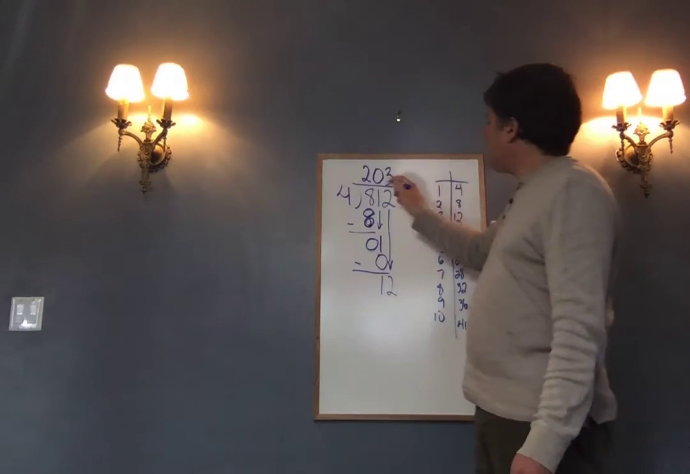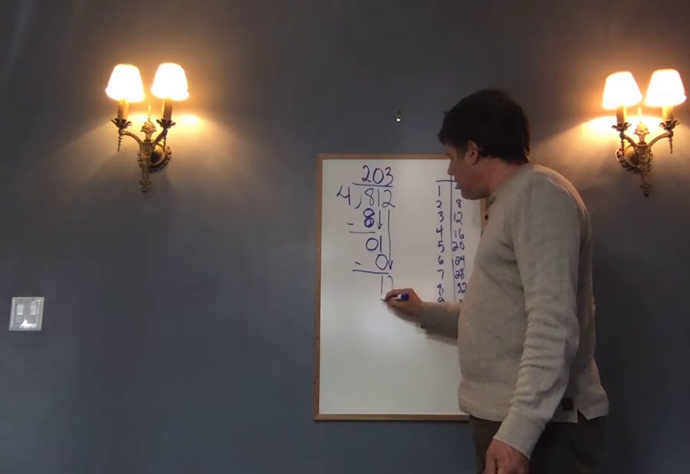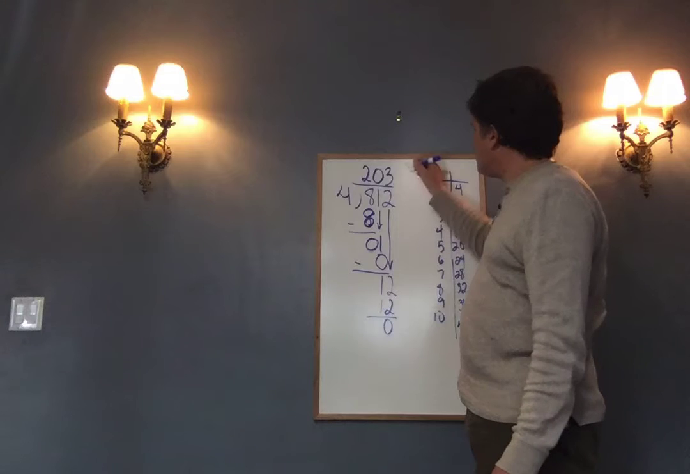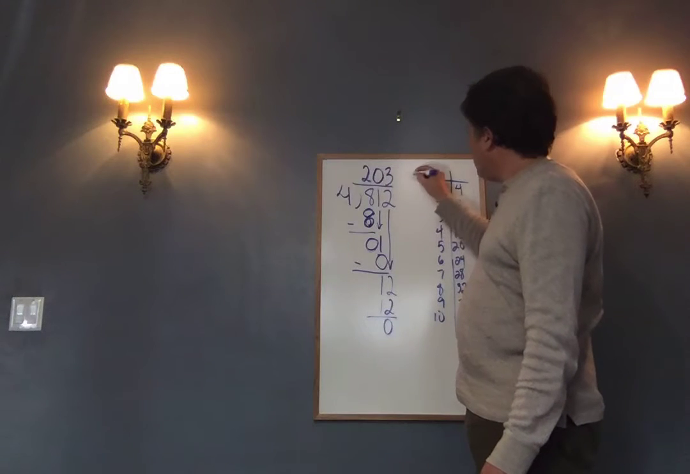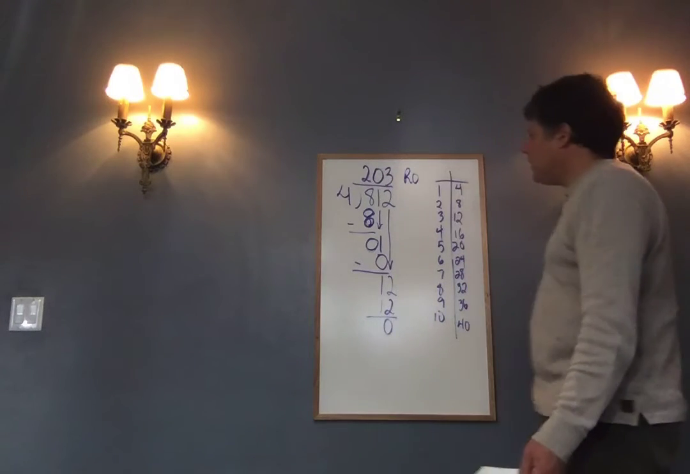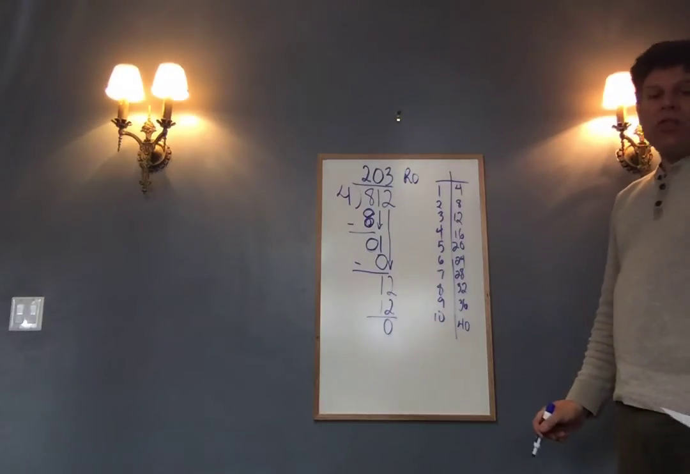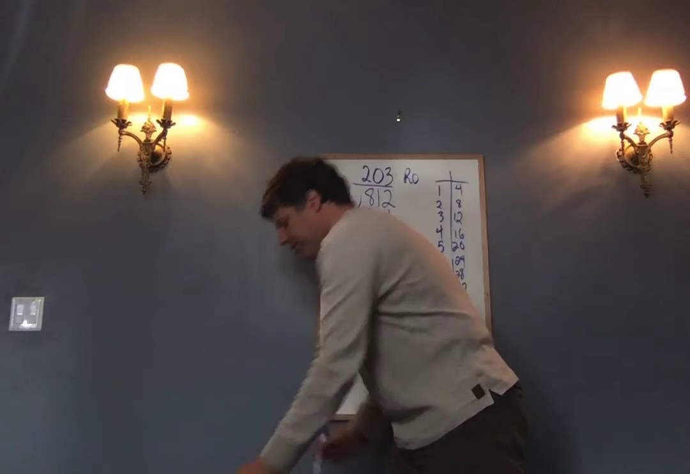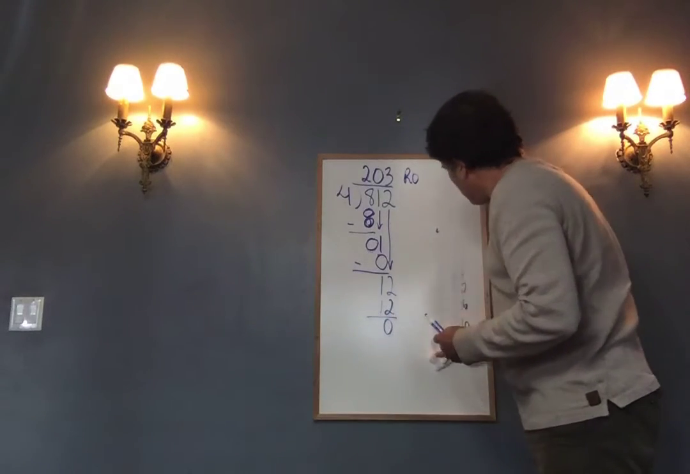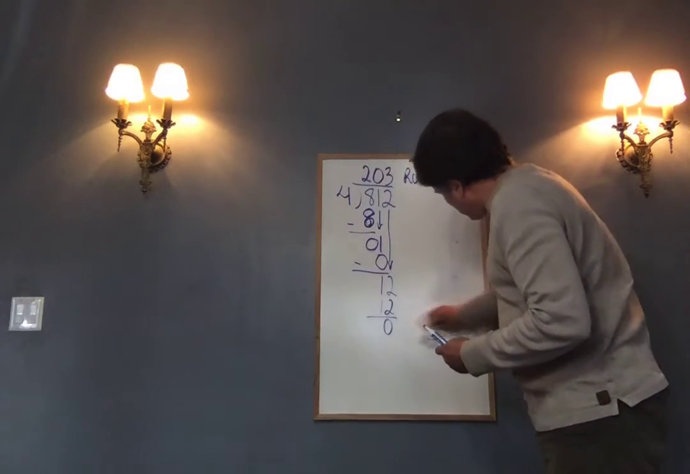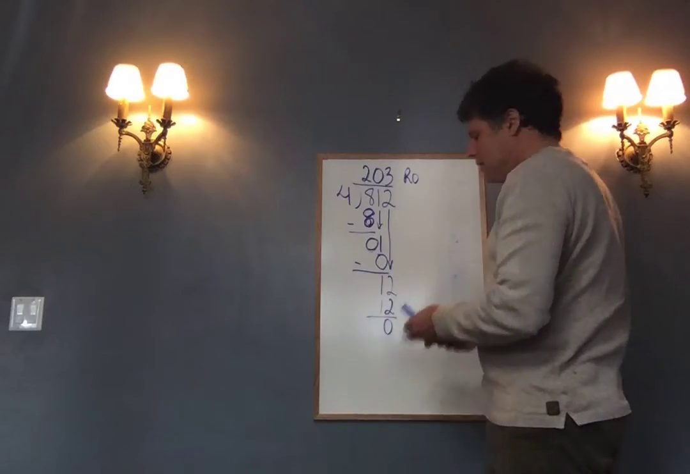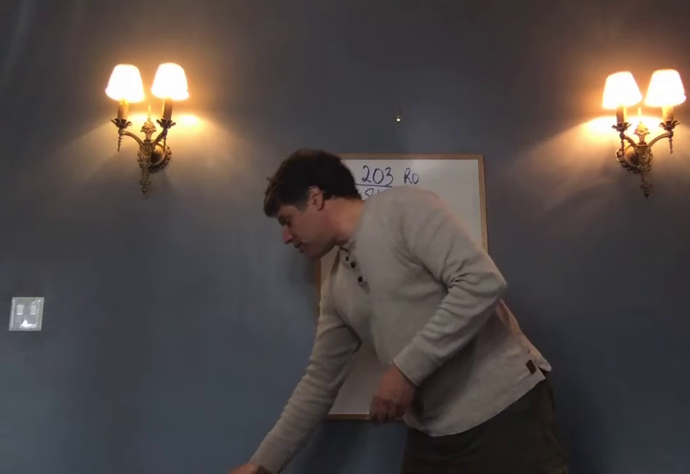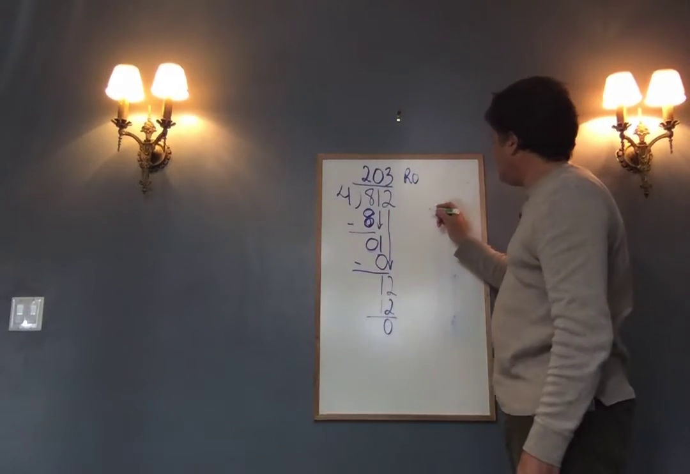And now I'm going to multiply. 3 times 4 is 12. I subtract and I get 0. So the answer is 203, remainder 0. Now, if I wanted to double check my work, I could. There's an easy way to double check your work with this stuff. This is what I'm going to show you how to do. Because we know that multiplication is the opposite of division, I can take my answer, 203.